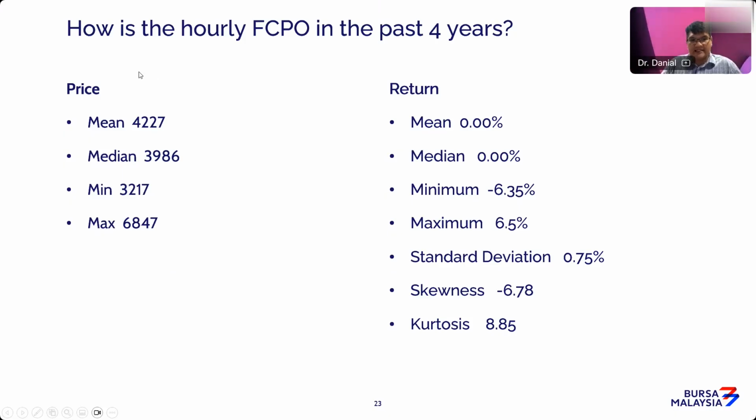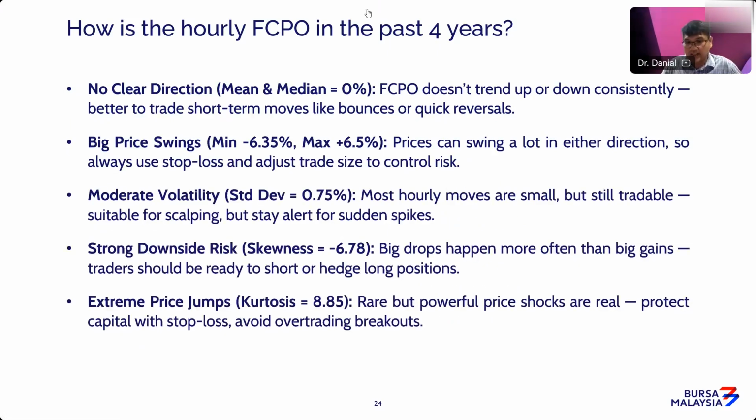On your left-hand side, the mean, the median, the minimum, and the maximum of the price. On your right-hand side, the same statistics that I showed you for LCI futures. Let us go to the next slide. Okay, so how is the hourly FCPO in the past 4 years? No clear direction. Again, FCPO doesn't trend up or down consistently. It's always going up, going down, around that figure.